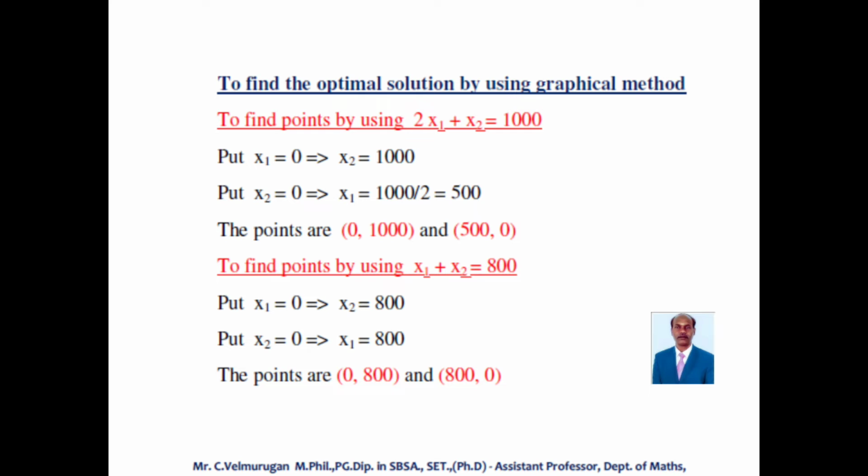So now we take the second constraint. What is the second constraint? x1 plus x2 less than or equal to 800. Now we make it an equality equation, so x1 plus x2 equal to 800. Using this equation we find the 2 points. First we put x1 equal to 0, then automatically x2 is equal to 800. Similarly we put x2 equal to 0, then automatically we get x1 equal to 800. So now we get another 2 points by using the second constraint. What are the points? 0, 800 and 800, 0.